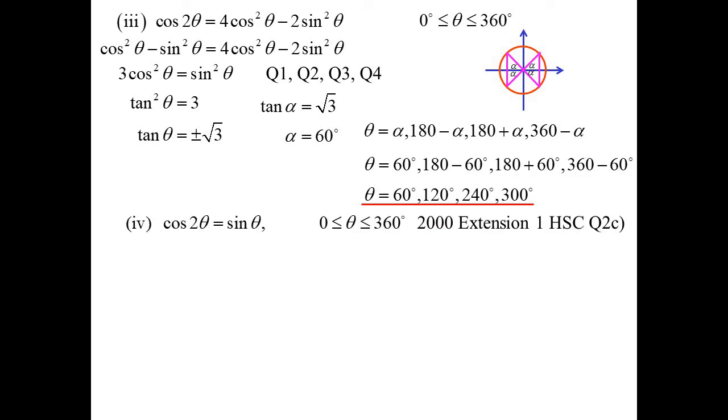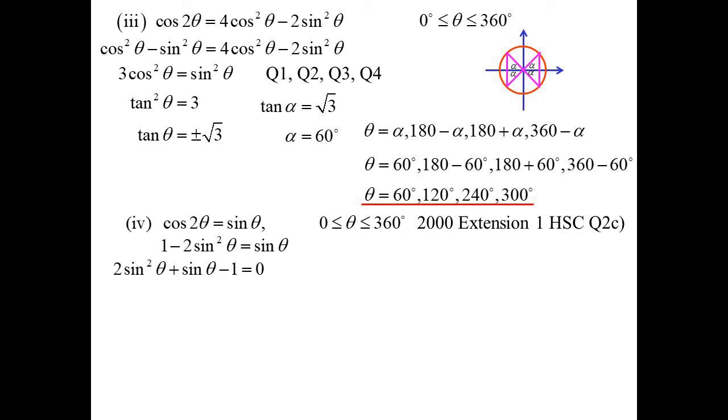This one comes from, quite old now, 2000 HSC. Cos 2 theta is sine theta. So again, I've got a choice of what to use for cos 2 theta. Because I know I want to end up with the same trig, it makes sense for this one to use the, there it is, 1 minus 2 sine squared. Because now they're all sines. It is a quadratic equation, so let's make it look like one.